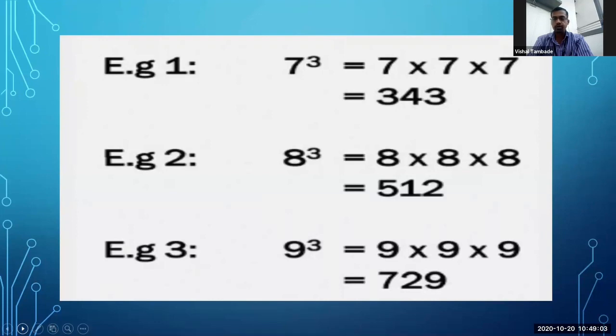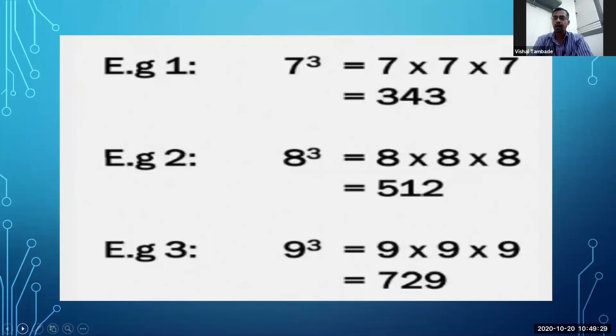Okay, now look at the second example, 8 raised to the power 3. Here 8 raised to the power 3 means we have to multiply 8 three times. 8 multiplied by 8 multiplied by 8 means 512. Now our power is 3. That's why we say that it's a cube number.